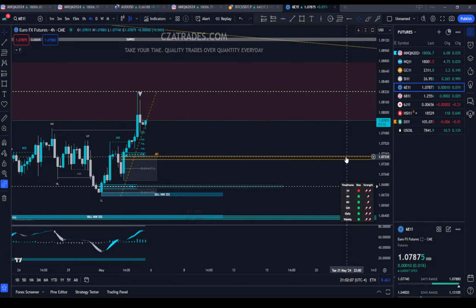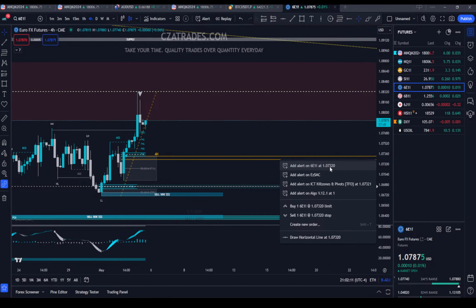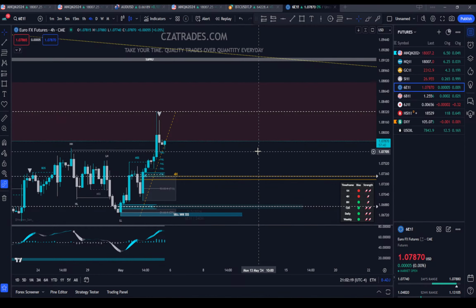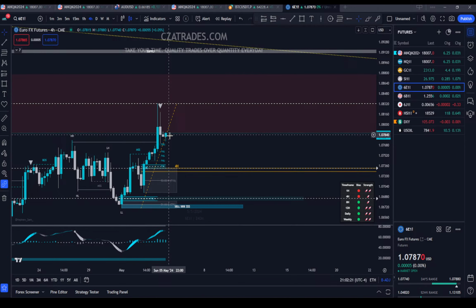Then we're going to set an alert. I'm going to put it right up here on top of the order block. The order block and the golden pocket overlap exactly. This one's at 1.07320. That's perfect right there. Set our alerts. We're going to look for price action to dump into here and then go right back up. So keep a very, very close eye on that.